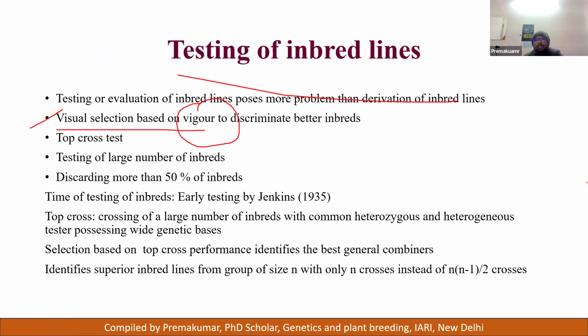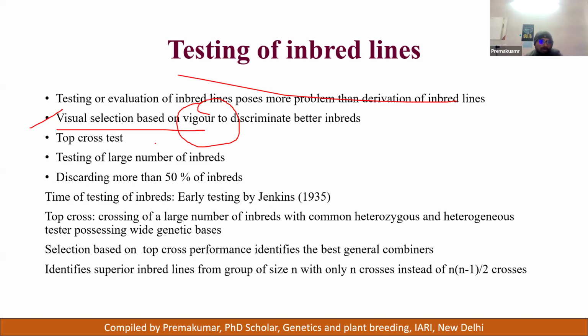Normally we take the vigor. When we go to the field, there are inbreds which are superior, having high vigor, faster growing, with green leaves. There are several traits by which you can visually select which is more vigorous or less vigorous. Then you discard some portion of the plants and concentrate only on some portion based on the vigor. But based only on visuals, we can't select the good combiners.